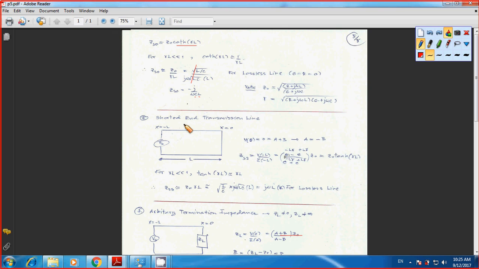Now take a look at the shorted end transmission line. Your ZL here equal to 0.